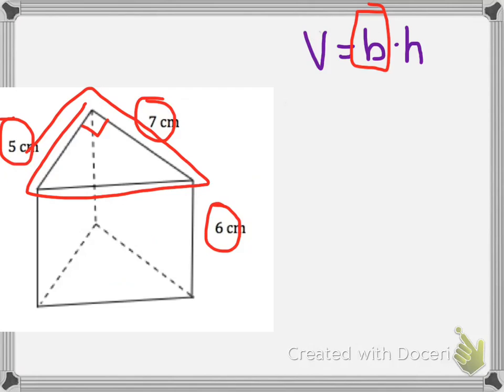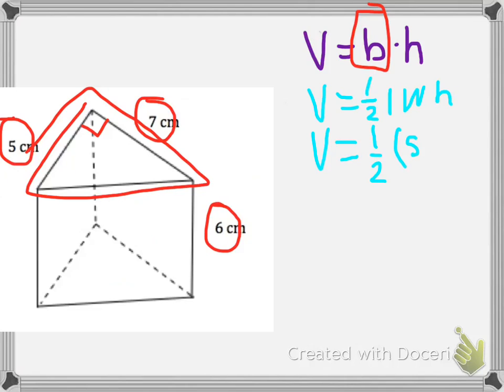Okay, so the volume of this is the base. So the formula of the base is 1/2 length times width times the height. So this is the formula for the volume of this prism. Volume equals 1/2 times 5 times 7 times 6.